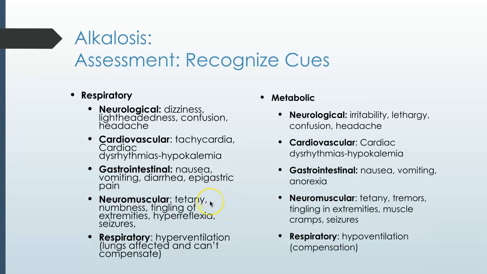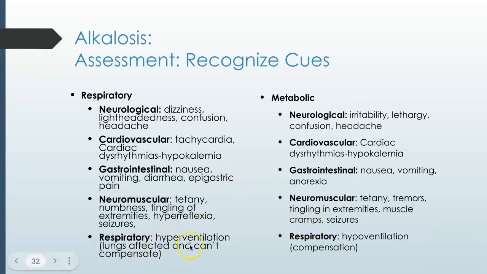Neuromuscular, we can see tetany, numbness and tingling of extremities. And of course, hopefully that makes you think of hypocalcemia. We can also see hyperreflexia and seizures. Now with metabolic, we can also see tetany, tremors, tingling in the extremities, muscle cramps, and seizures.